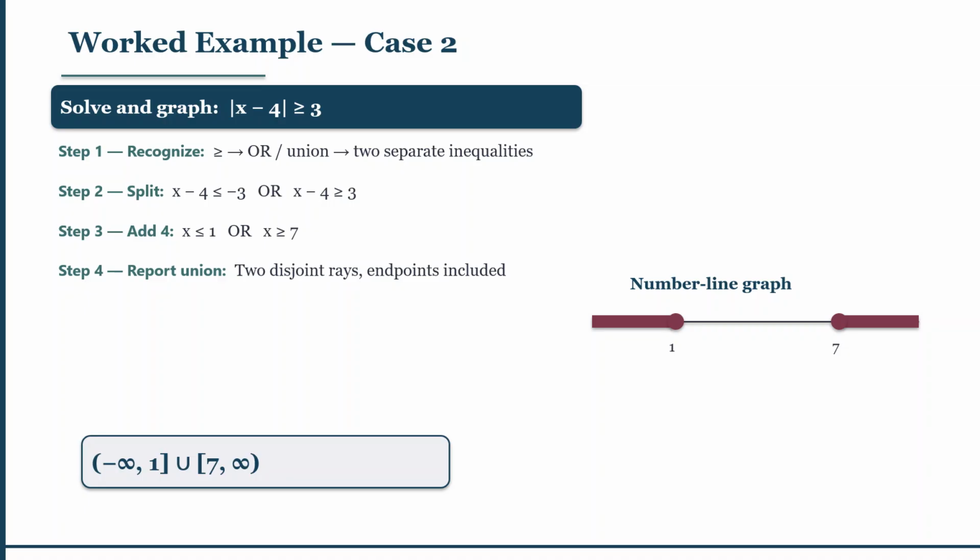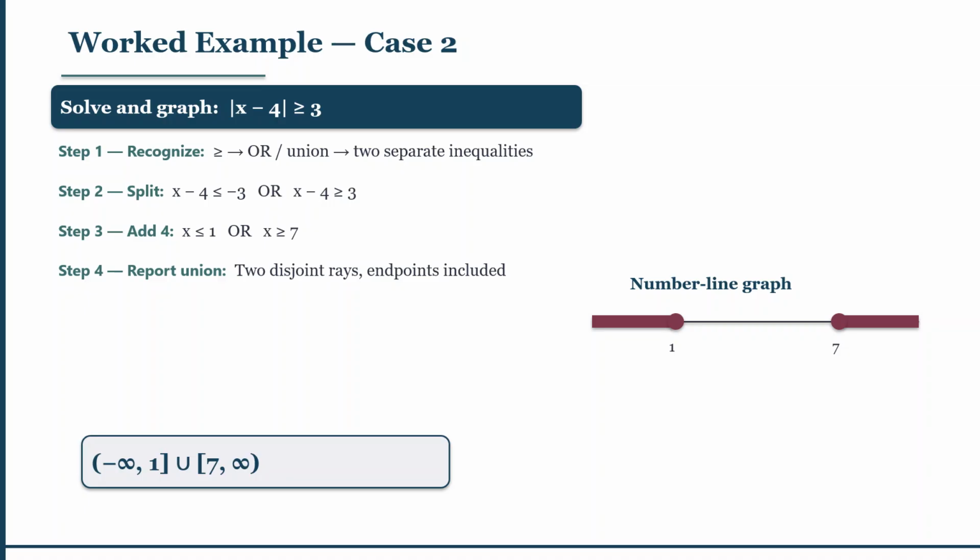Step 4. Solve the right branch. Subtract 6. 3x is less than or equal to negative 15. Divide by 3. X is less than or equal to negative 5. The solution is x is less than or equal to negative 5, or x is greater than or equal to 1. In interval notation, the closed interval from negative infinity to negative 5, union, the closed interval from 1 to positive infinity.